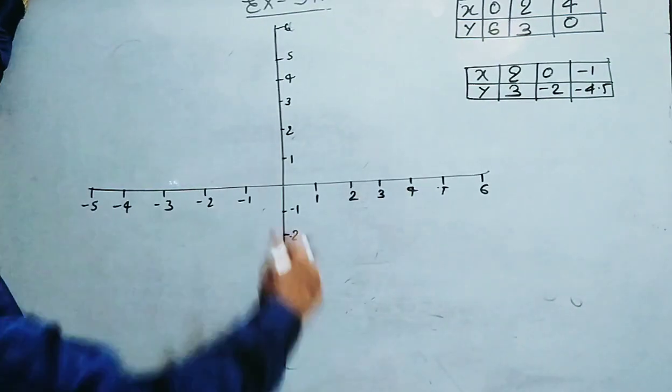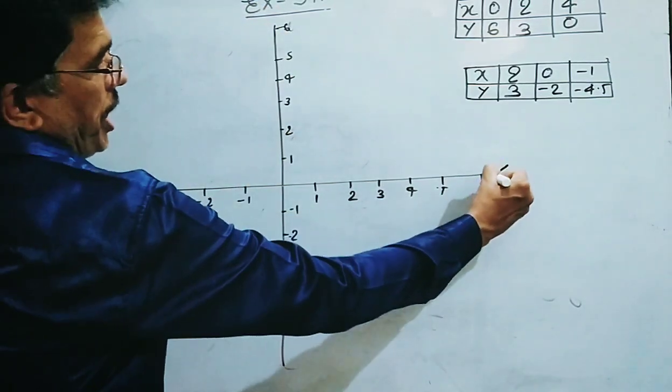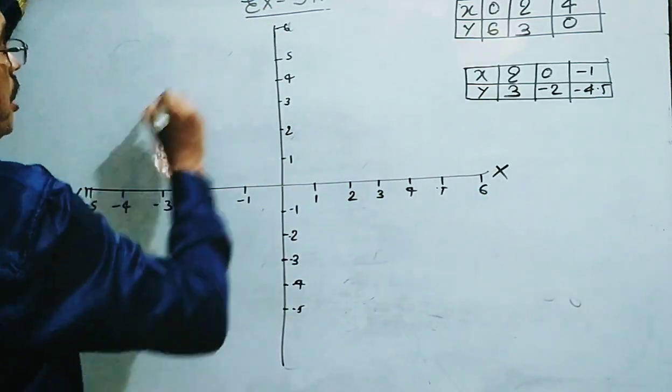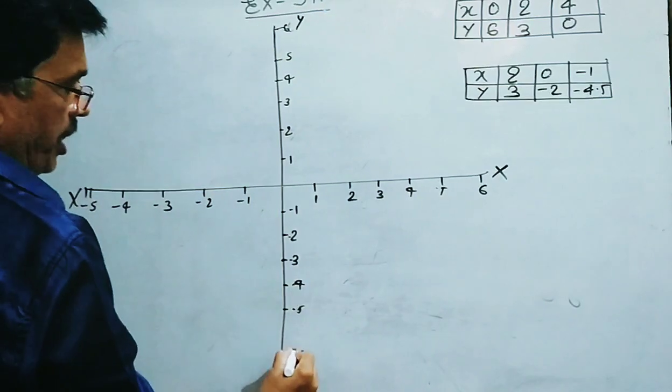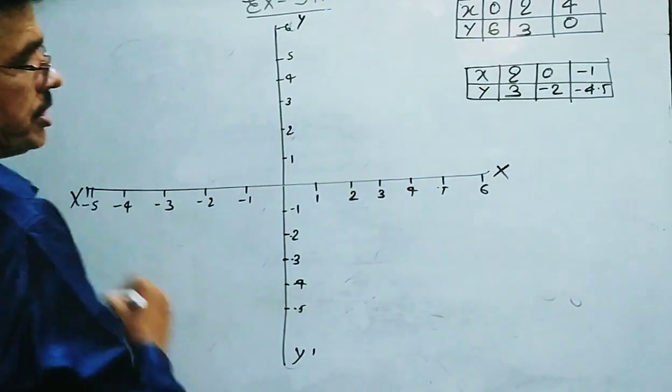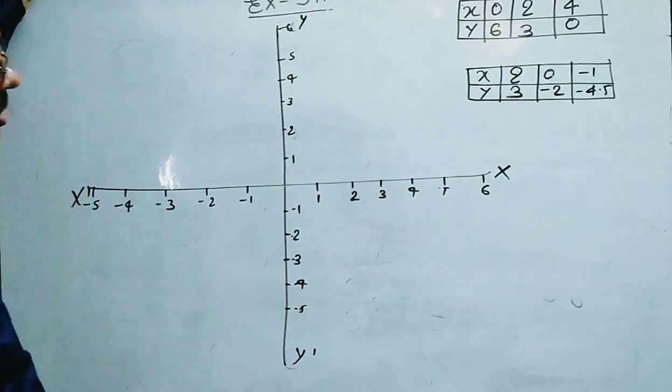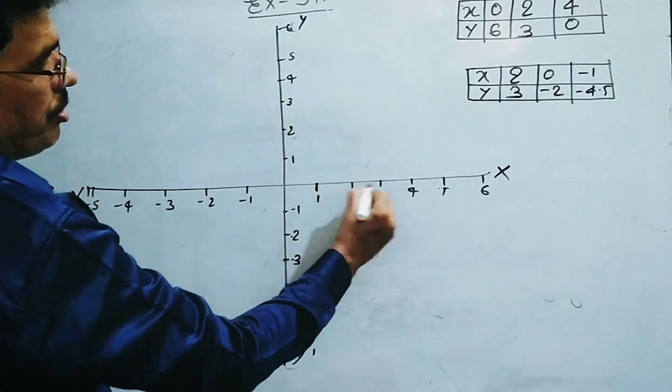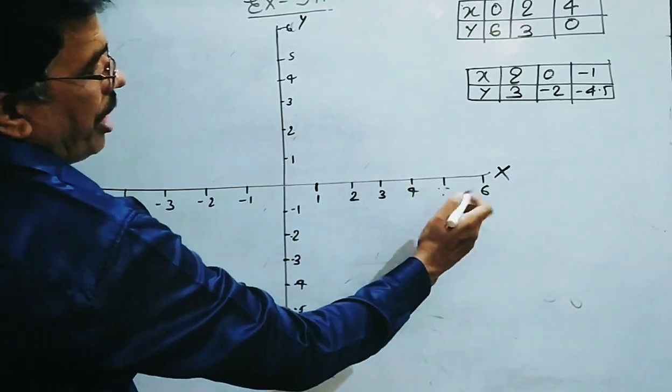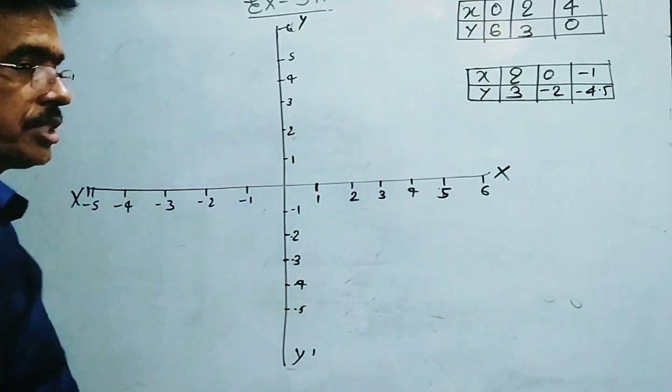Now see, here we draw two lines. One is x dash, another is y dash. X dash is horizontal and y dash is vertical. I write here 1, 2, 3, 4, 5, 6. In a graph, you take one big square equal to 1 unit.